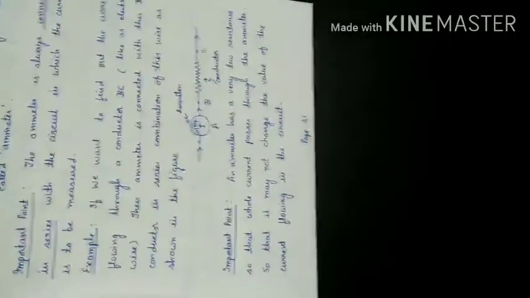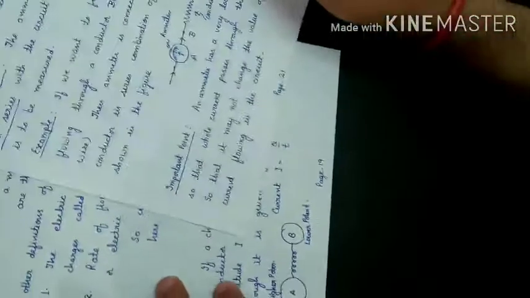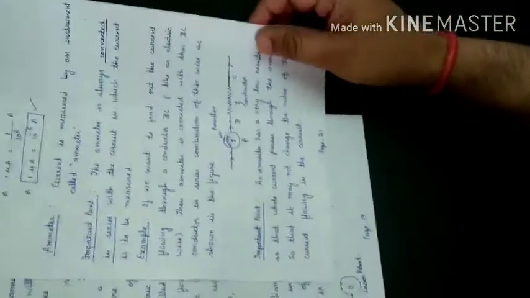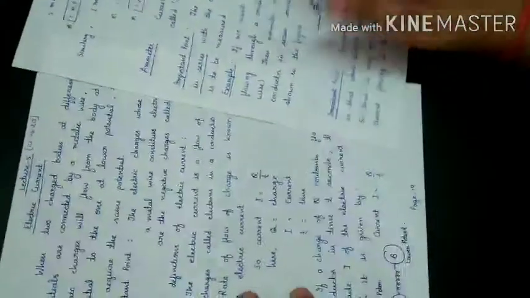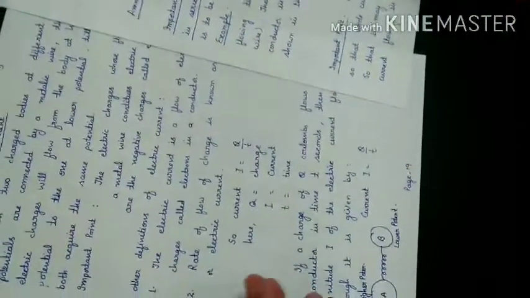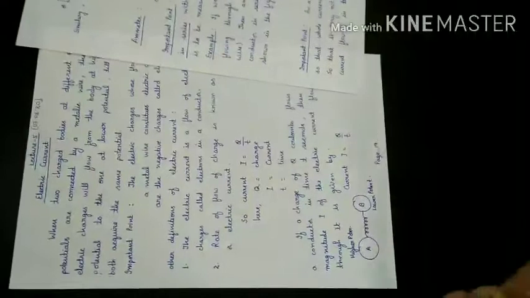Now, in the next lecture we will cover a few sample examples related to this equation: Q is equal to I T, or I is equal to Q by T. So we will discuss this formula and a few problems will be solved in the next lecture, that is lecture 6.